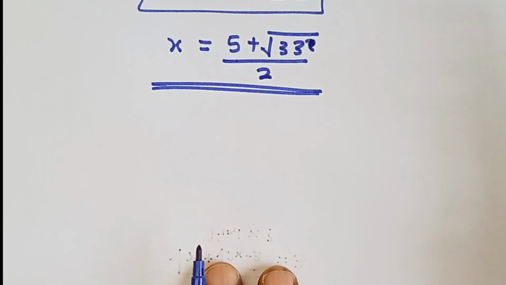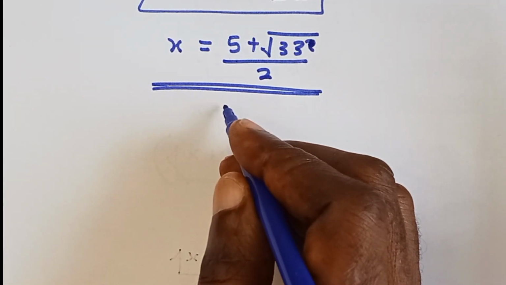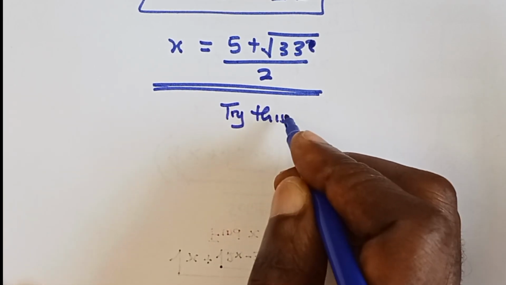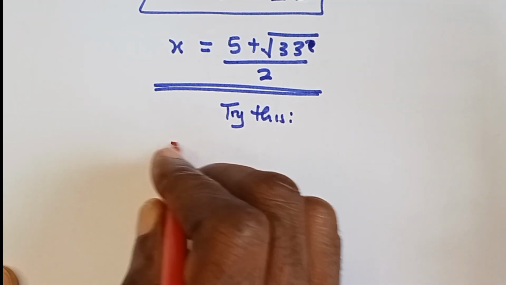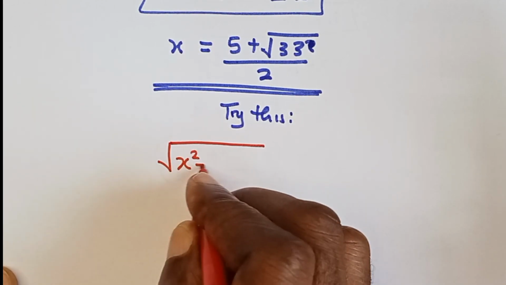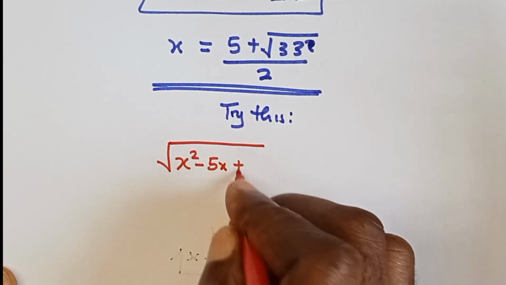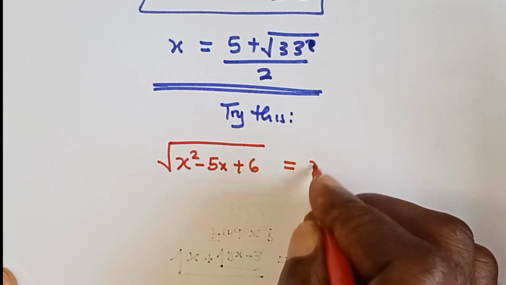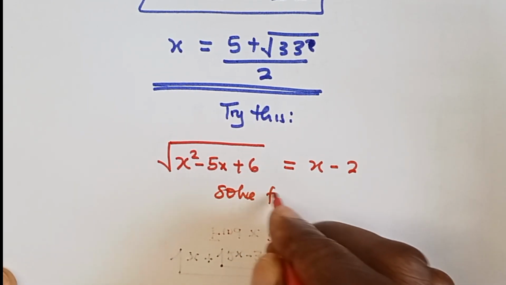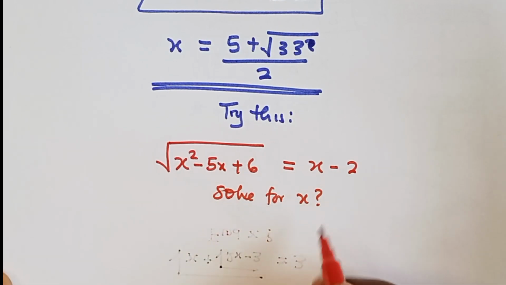Right, so let's try something very similar. Let's try this. We have square root of x squared minus 5x plus 6 equals to x minus 2. Now here, let's solve for x. Okay, let's solve for x and write our answer in the comment section.